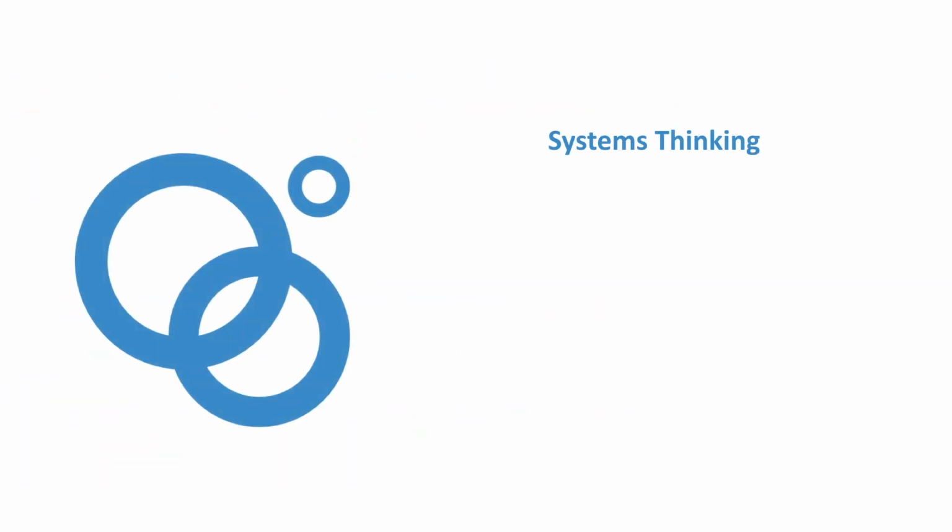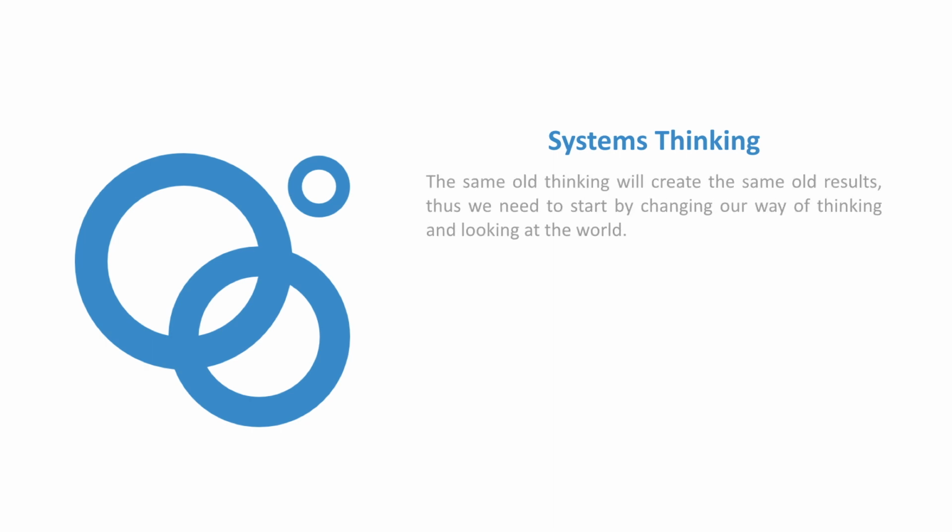So systems thinking, this is the first main section. We all know the same old thinking is going to create the same old results. If we want to get paradigm shifting change, we're going to have to change our ways of thinking, and that hinges around systems thinking. Systems innovation is, of course, based upon complexity theory and systems thinking, so we need to get a good grounding in that to start off with.